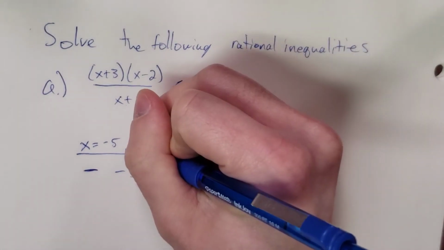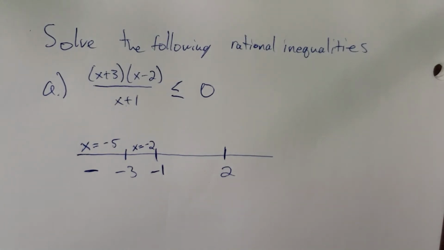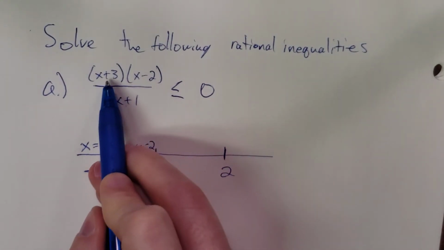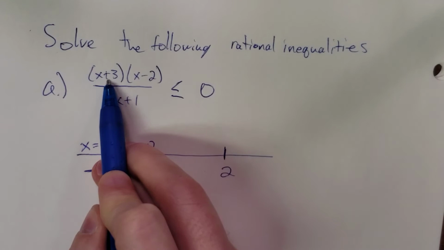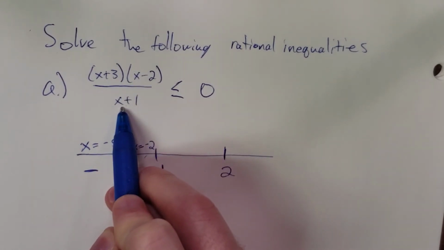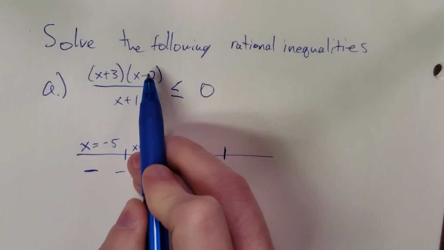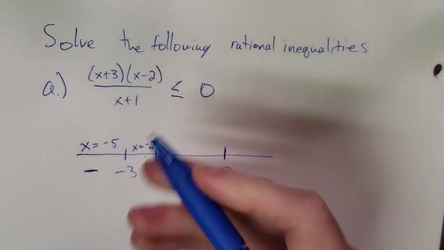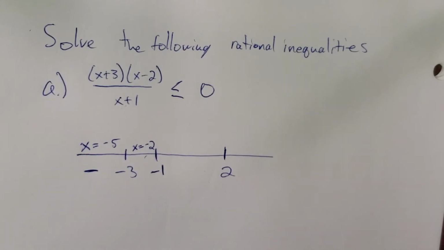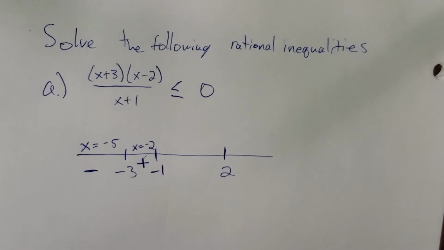All right, let's go on to the next interval. If I pick x as negative 2, plug that in. Negative 2 plus 3 is a positive. Negative 2 minus 2 is a negative. Negative 2 plus 1 is a negative. So we get a positive, negative, and a negative. That's 2 negatives. So we have an even number of negatives. If we multiply or divide an even number of negatives, the final thing is positive.